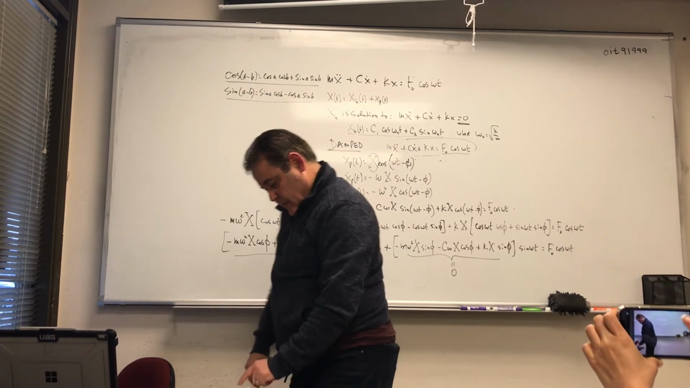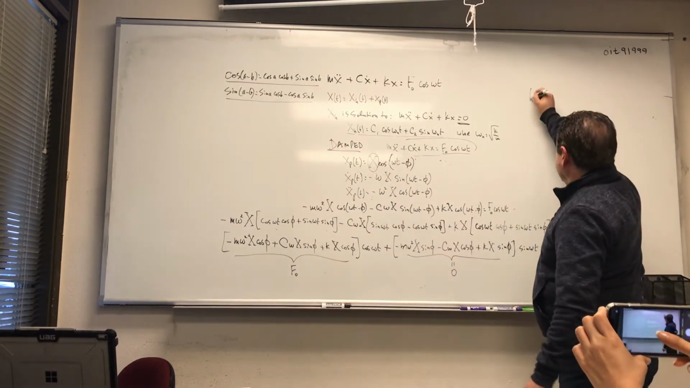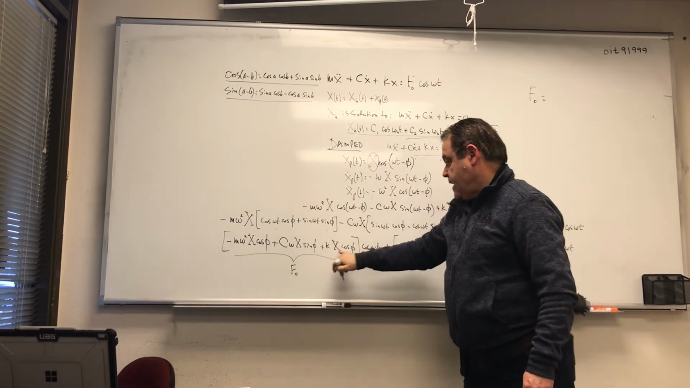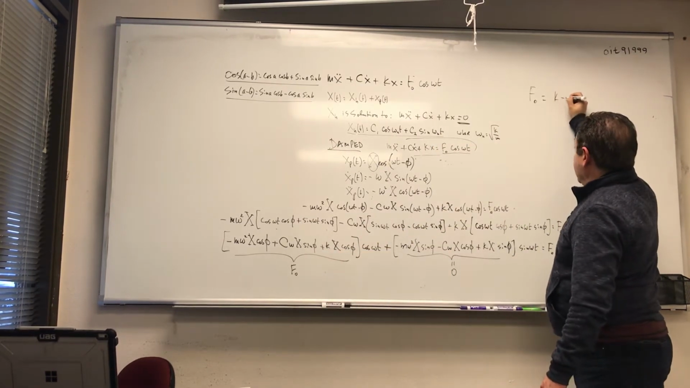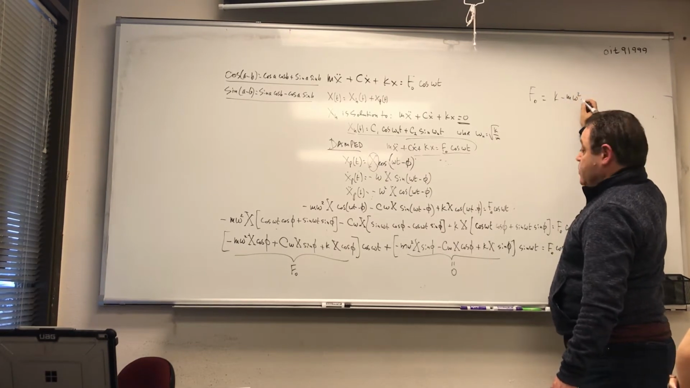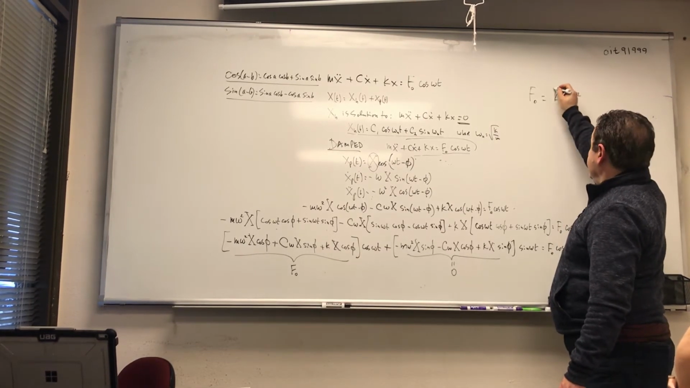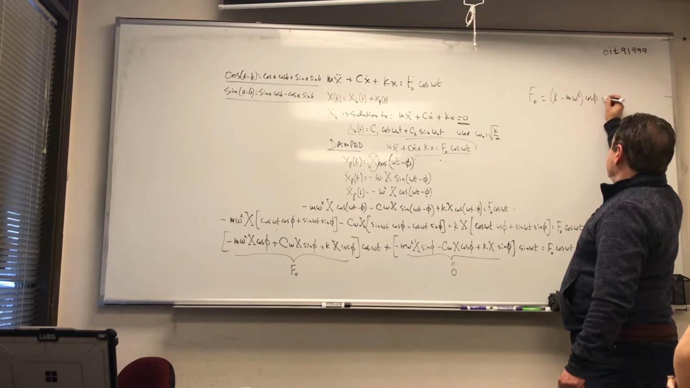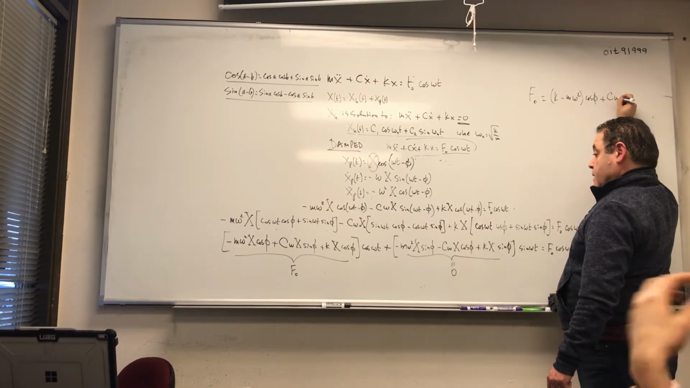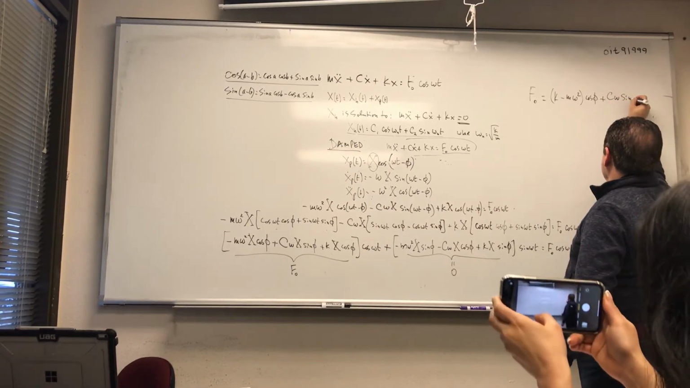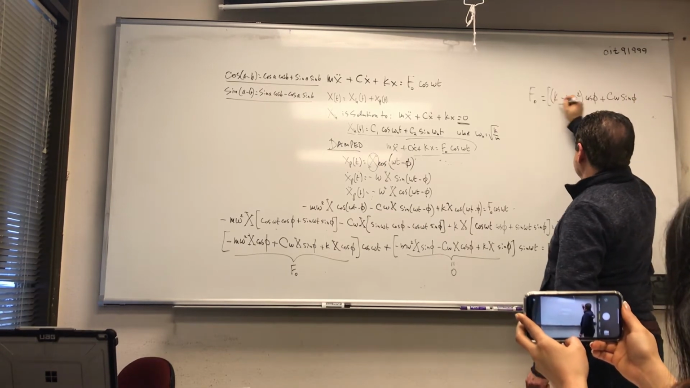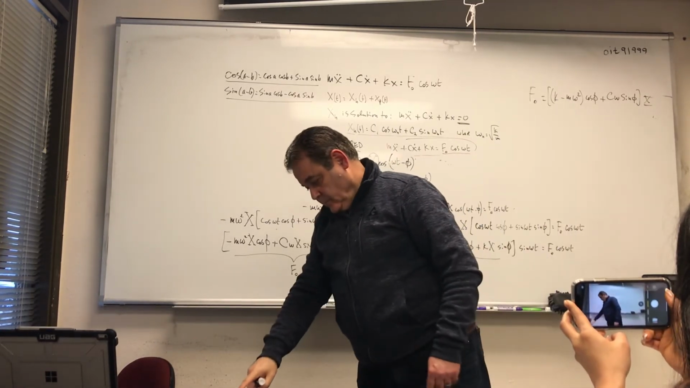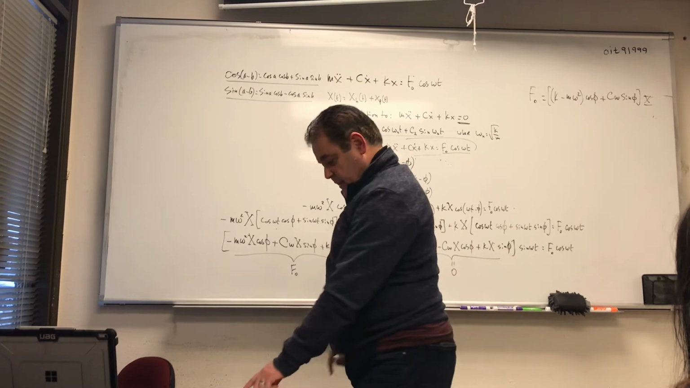K minus K, yeah. So F0 here, I just want to write it in a form that is (K minus M omega squared) times cosine phi plus C omega sine phi, and this whole thing times x. That's exactly what's in the book, I think, on the equation.